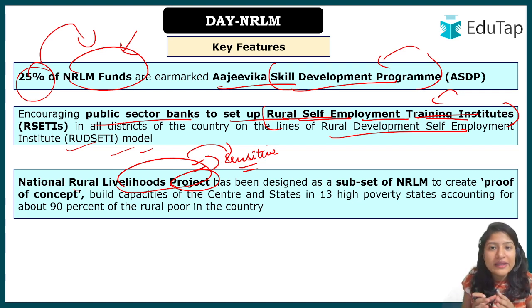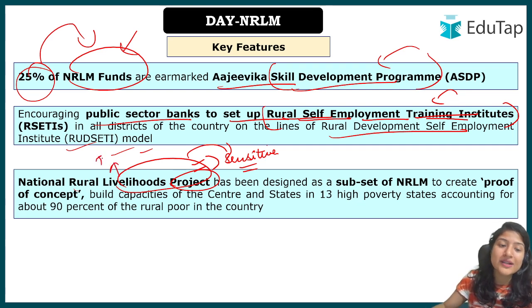They have to be informed about what the objective of the scheme would be, what the objective of training the people in rural India would be, right? So for that, the National Rural Livelihood Project has been launched. So this is for whom? This is for the trainers.